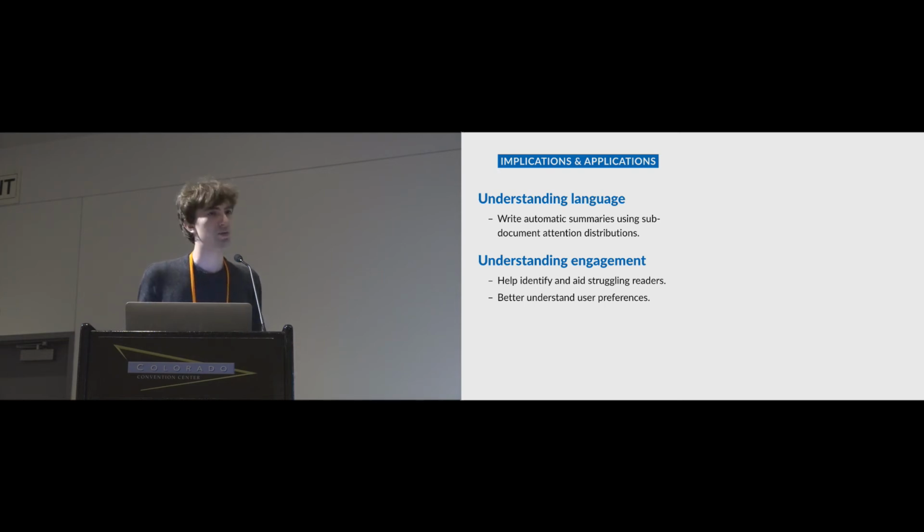We can also understand engagement better. Can we identify and aid struggling readers? Readers maybe with disabilities who can't read the page as well and maybe require some sort of adjustment to the layout, or maybe readers who don't understand the content of the text and require a little bit of contextual cues. And of course, we can understand user preferences as well. And sort of in a recommendation context, if we know more about how users interact with documents and what they care about, we can provide them better suggestions.